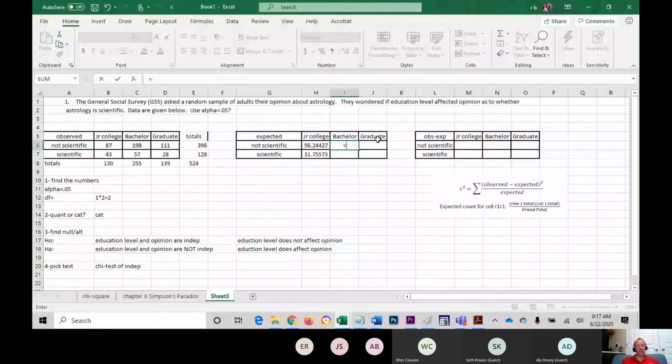Where are we at? So we are in row 1, column 2. So it would be the row 1 total, which is 396, times the column 2 total, which is 255, divided by the grand total of 524. Okay.